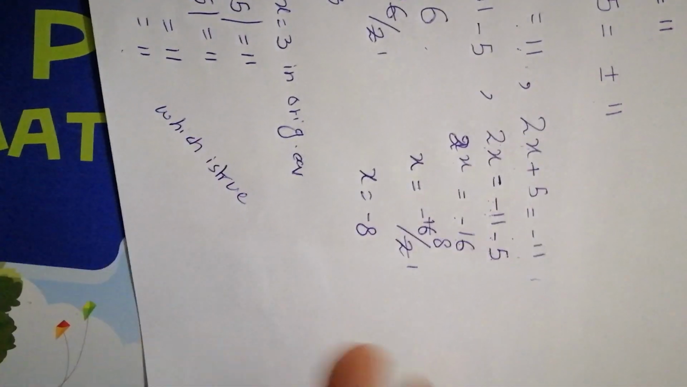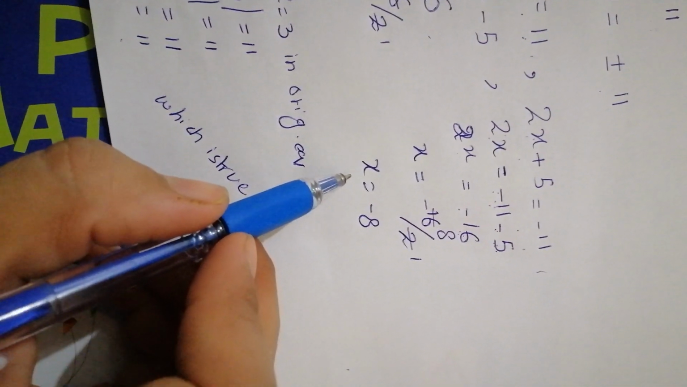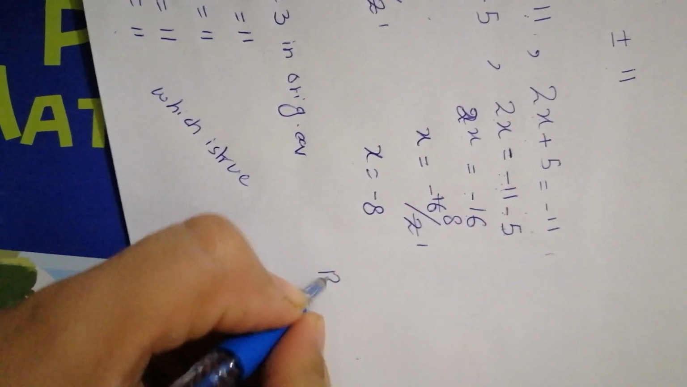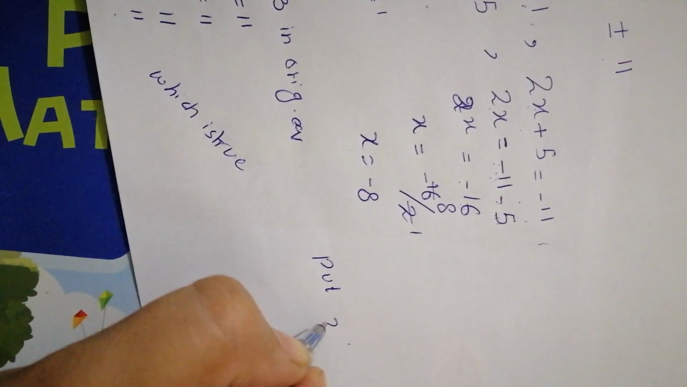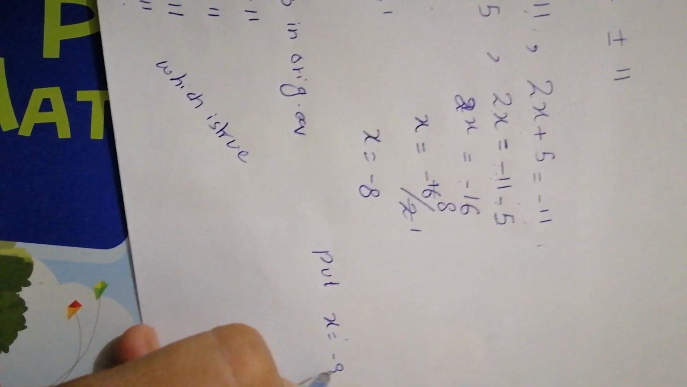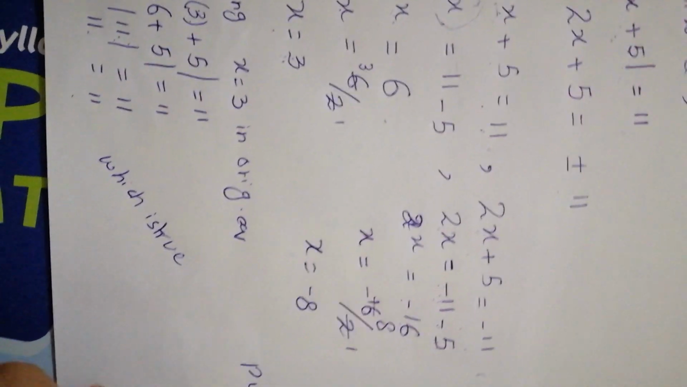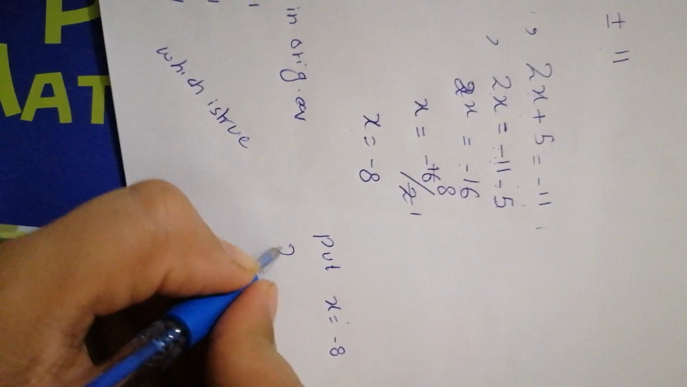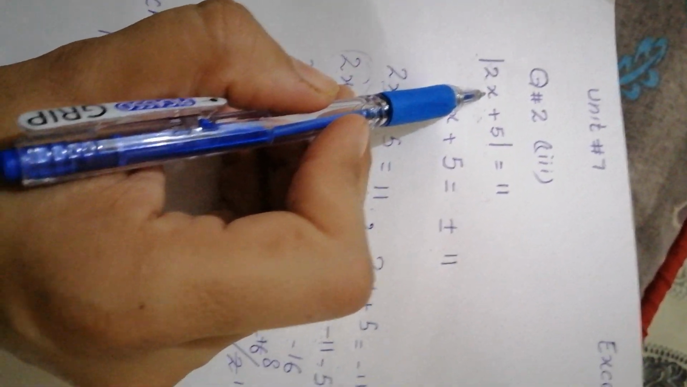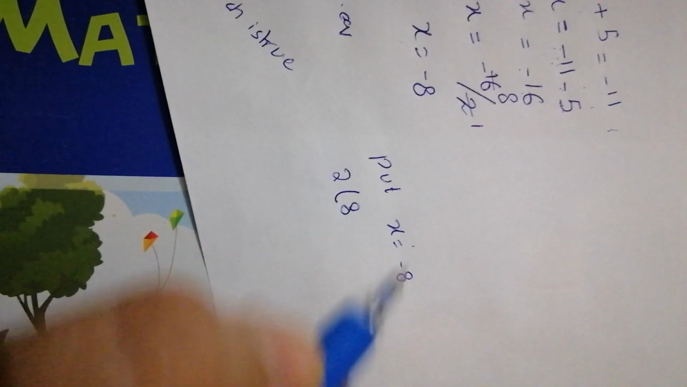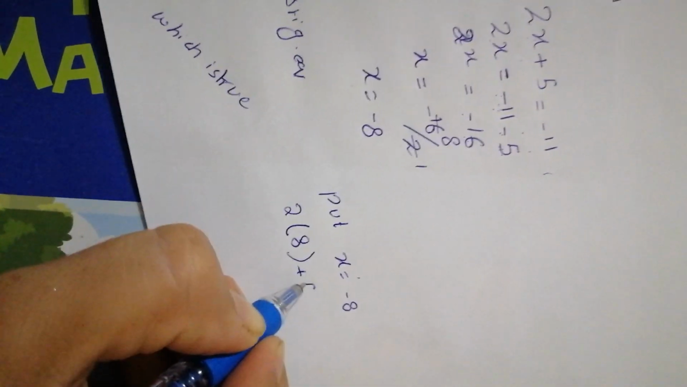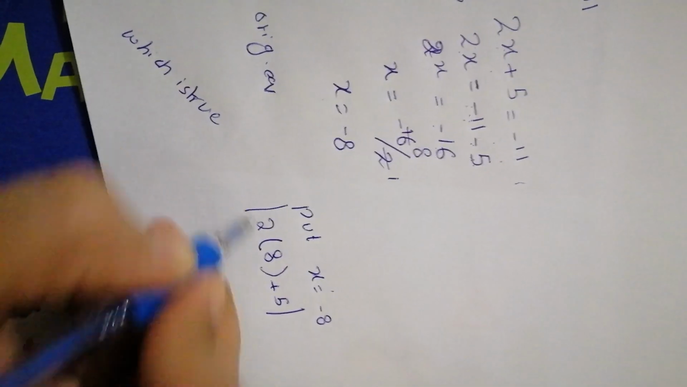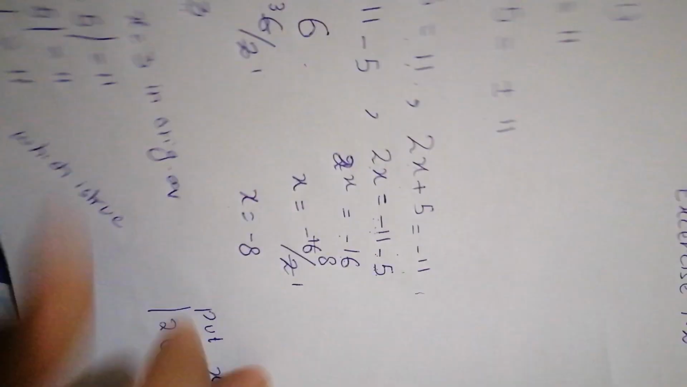Okay. Now in checking, you have another option. x is equal to minus 8. Now you will put x is equal to minus 8 in the original equation. In your original equation, instead of x, you will write 8. 2 into 8 plus 5, modulus is equal to 11.